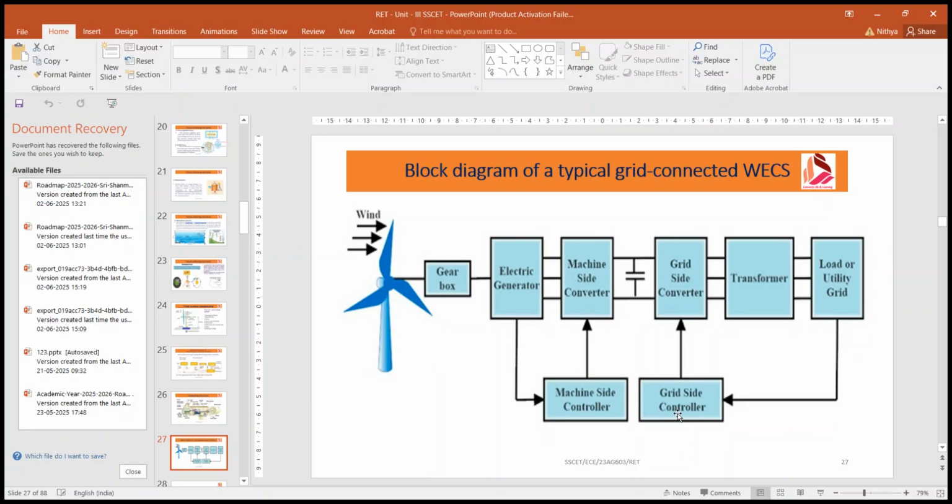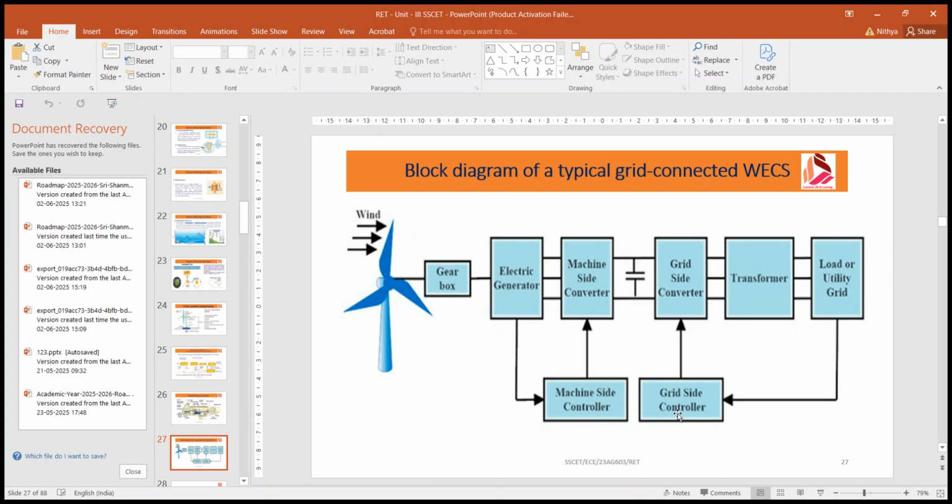On the grid side, the converter converts the DC to AC. The AC input is given to the step up transformer itself. Then the step up transformer steps up the voltage. For example, if 500 volts DC is generated, the step up transformer converts the 500 to 10,000 or something like this. Then the final voltage is connected directly to the grid itself.